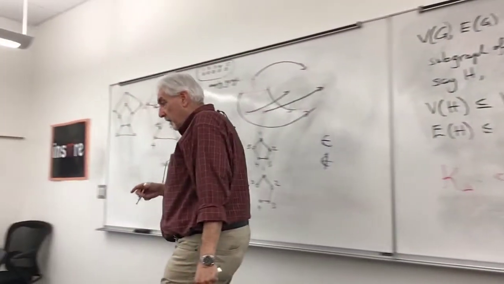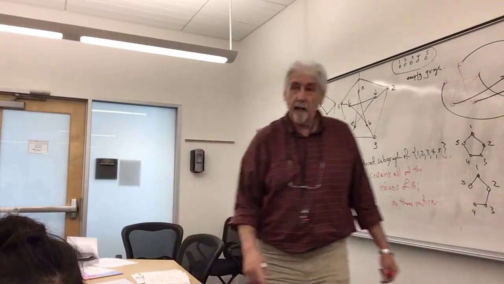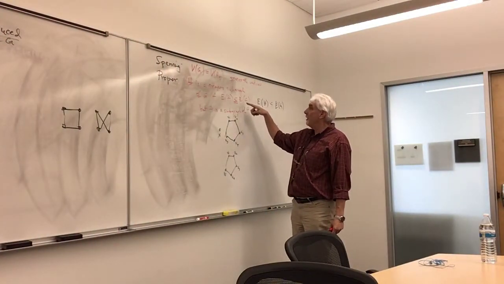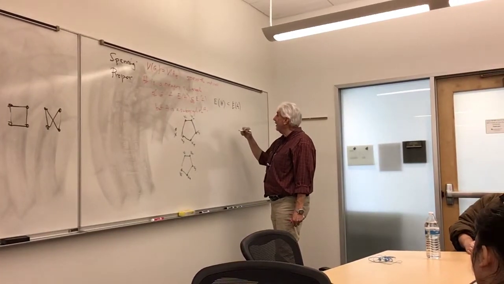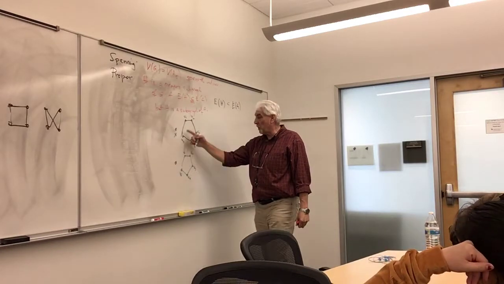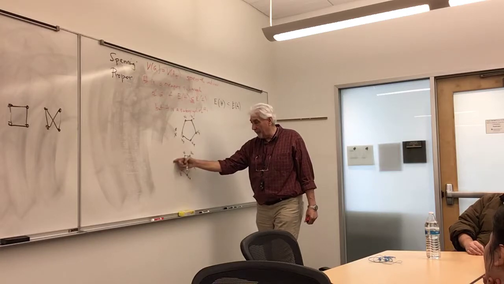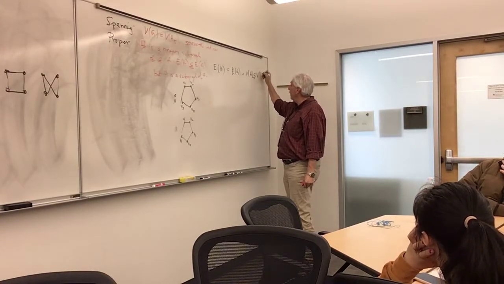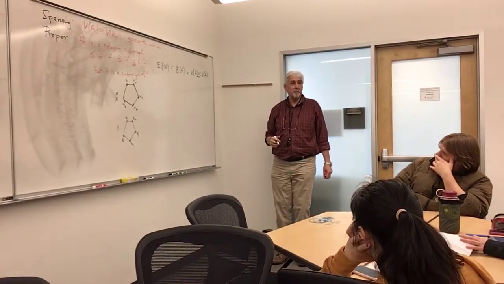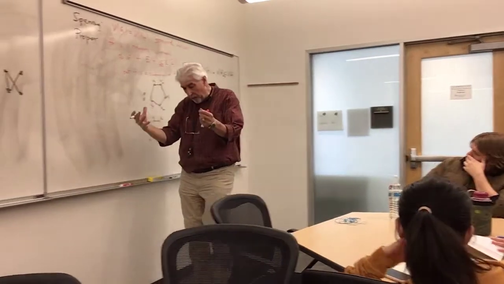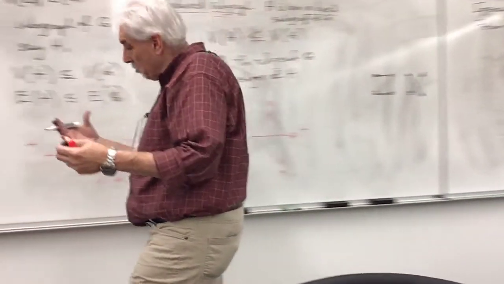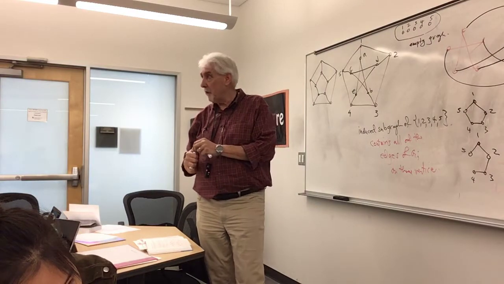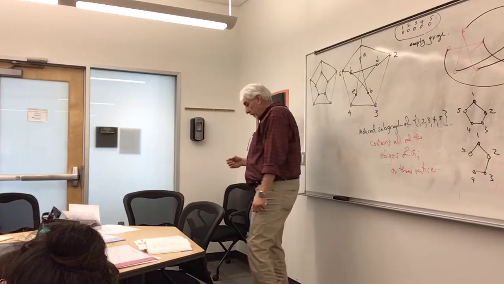Is that a proper subgraph of G? Okay, so they're using the fact that the vertex set of H is a proper subset of the vertex set of G. In particular, it's proper if, and I'm going to use the word smaller than, H is smaller than G. Smaller meaning it can have fewer edges, it can have fewer vertices.